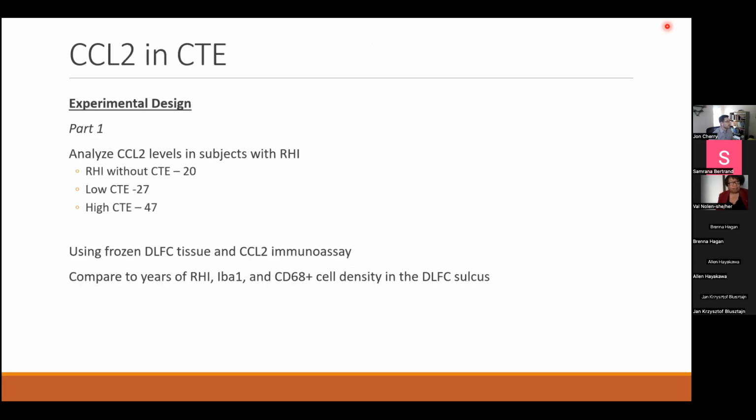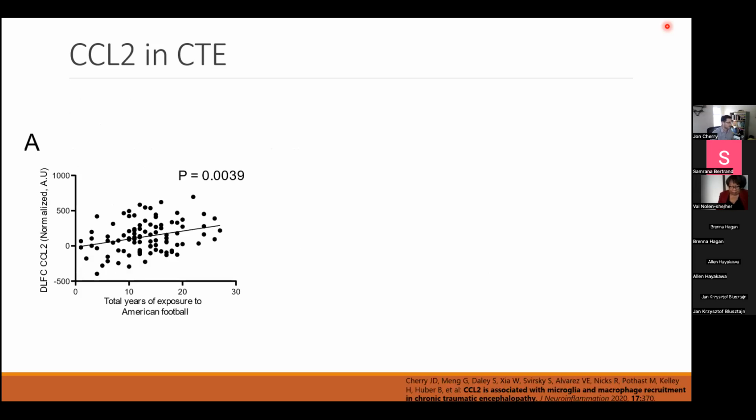So the experimental design we're going to be looking at here is taking three different groups: RHI without CTE, individuals with low CTE and high CTE. We're going to be using tissue from the frontal cortex, essentially doing an ELISA to look at the amount of CCL2 that's in this tissue and compare it to a couple different things. We're going to compare it to the number of years they played contact sports, the amount of IBA1 positive cells that are there, and the amount of CD68 positive cells that are there.